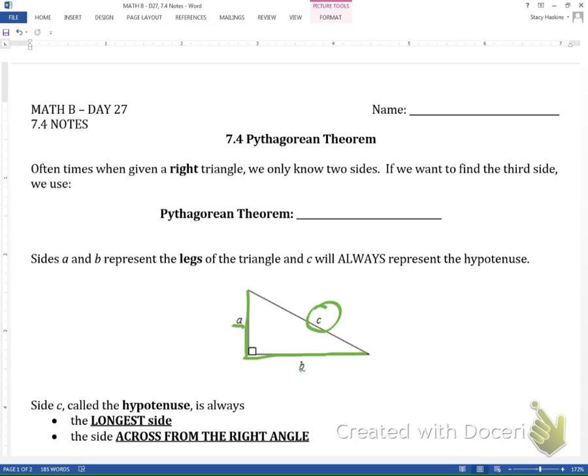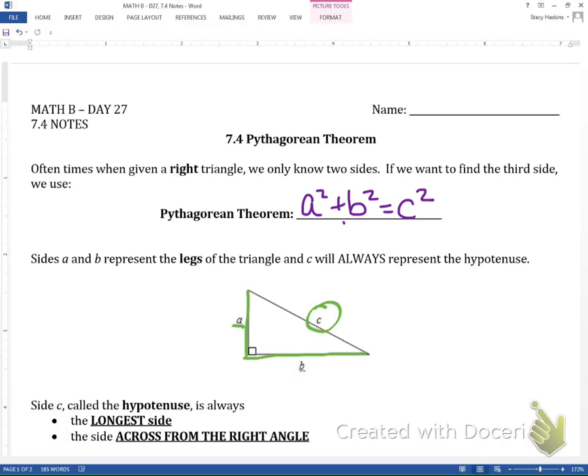The formula used to compare the lengths of these three sides is called the Pythagorean theorem. I'm going to write out the Pythagorean theorem here. A squared plus B squared equals C squared. This formula will appear on many formula sheets that you will see whenever you take a standardized exam. So you never have to memorize this formula as is.